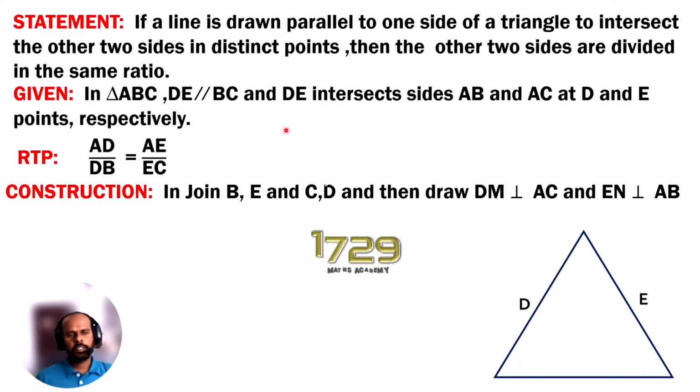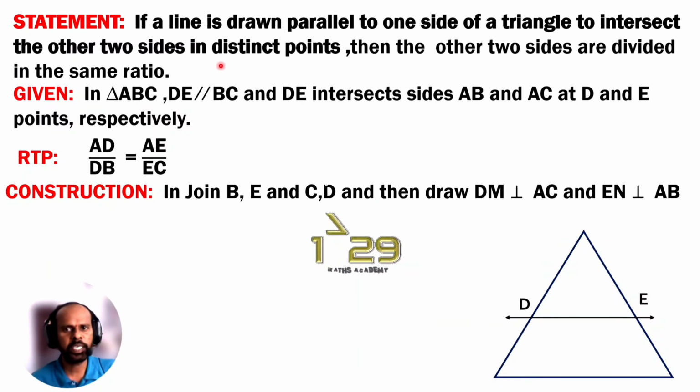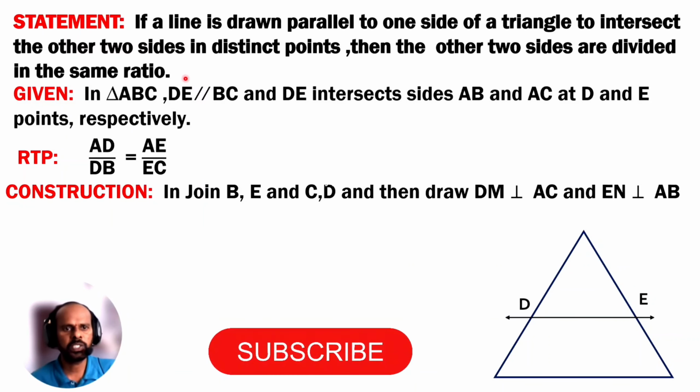When you start the solution of the basic proportionality theorem, you should follow these steps. One is statement, second is given, third is RTP, next construction, and the final step is proof. In the statement you first have to write the definition of the basic proportionality theorem or Thales theorem. That is, if a line is drawn parallel to one side of a triangle to intersect the other two sides in distinct points, then the other two sides are divided in the same ratio, or also it is called proportional.